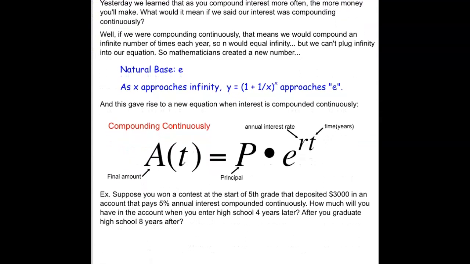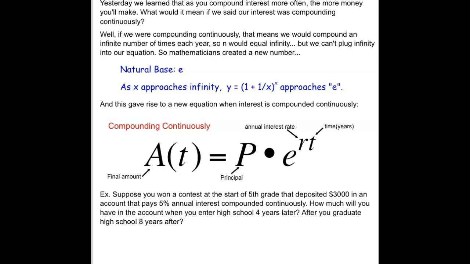Well, if we're compounding continuously, it means we would compound an infinite number of times each year. So n would equal infinity. But we can't plug infinity into our equation. So mathematicians have created a new number. It's called e. It's referred to as the natural base.